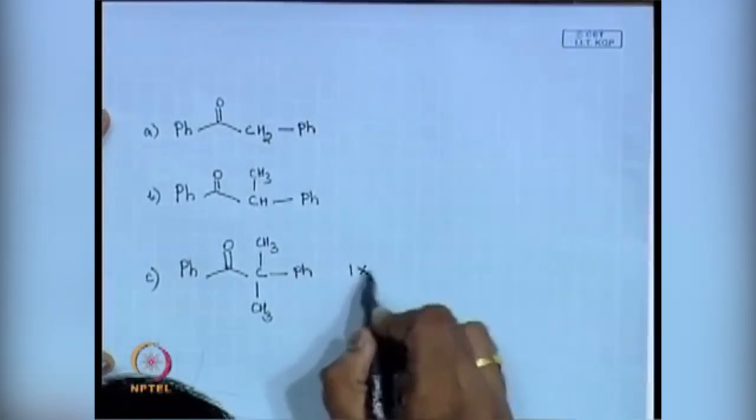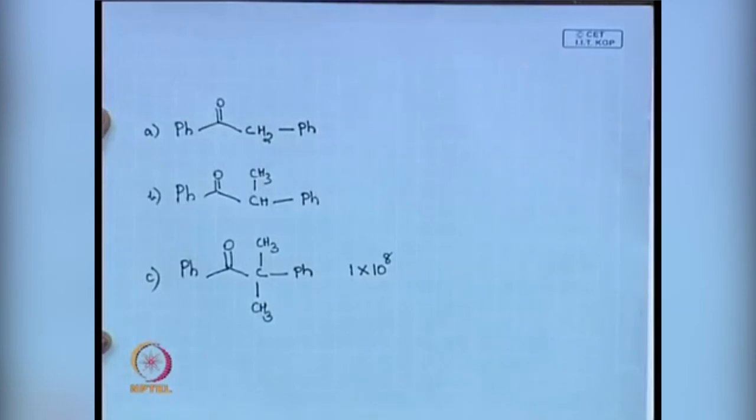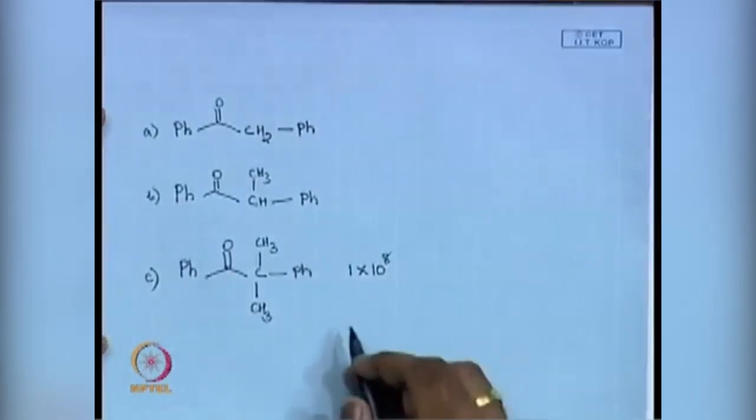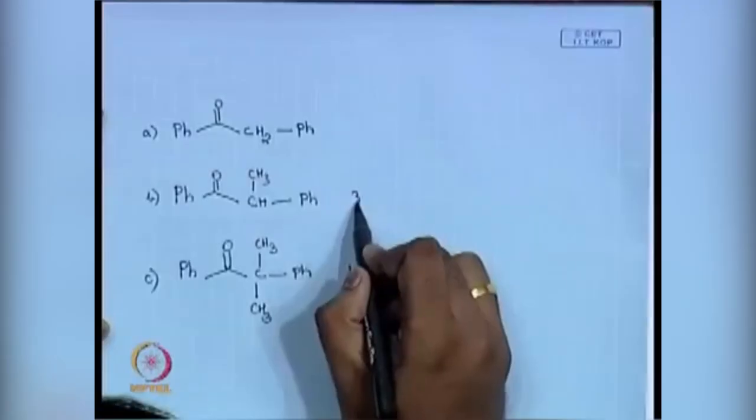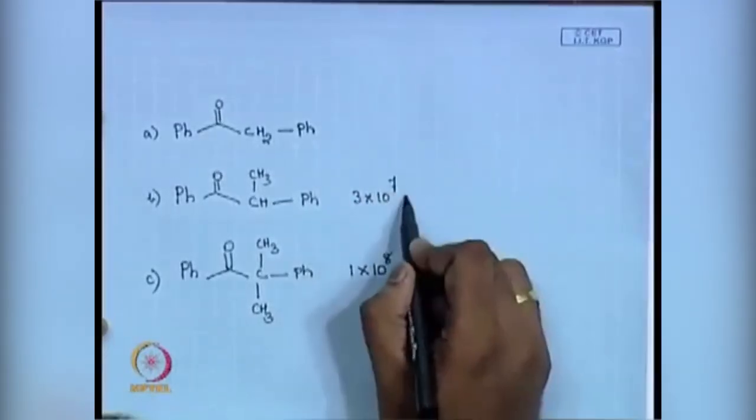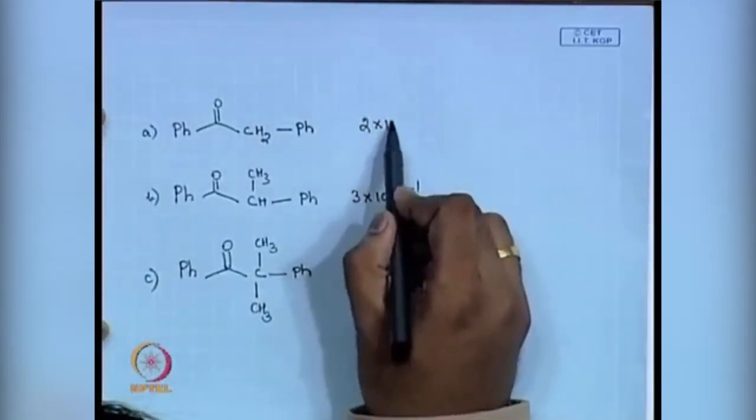So, which will be cleaving fast? If I see its bond, it's 1 × 10⁸ second inverse. It's just for you guys to understand, okay? And this is 3 × 10⁷. And this is 2 × 10⁶.